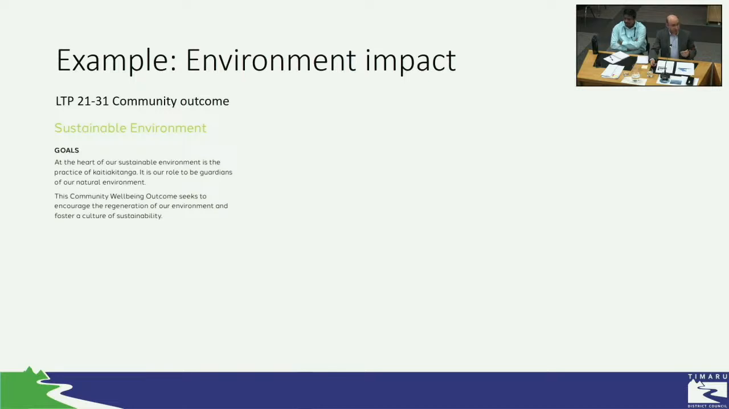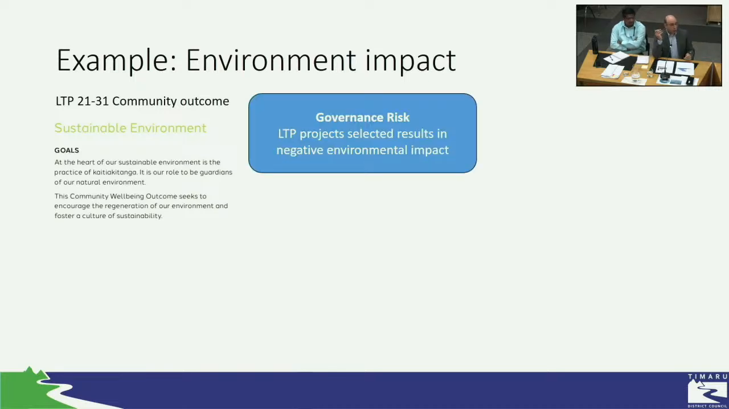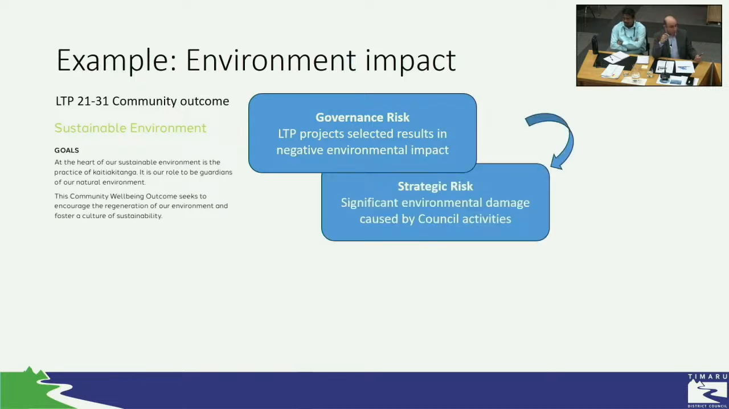We have an example here. From the previous LTP, we have the community outcome, sustainable environment, which has an environmental impact. So what would be the governance risk here? The governance risk might be that the elected members select projects that might have a negative long-term environmental impact. What would be the strategic risk out of that? That the council activities result in environmental damage.